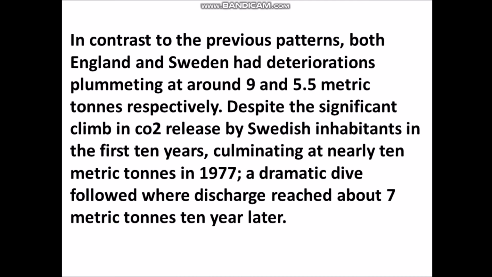Some useful language: deteriorations, falls, plummeting, reaching a valley, respectively. Referencing word, it refers the 9 to England and the 5.5 to Sweden. Inhabitants, another word for citizens or dwellers, culminating at, reaching a peak, dramatic dive, great fall.